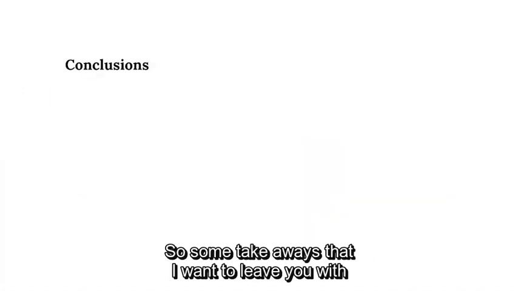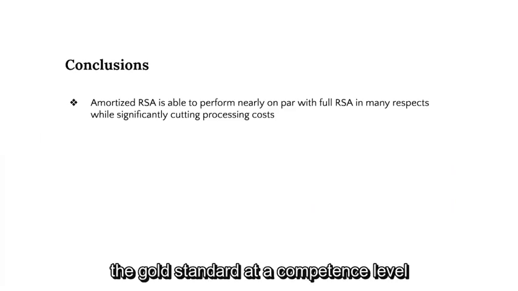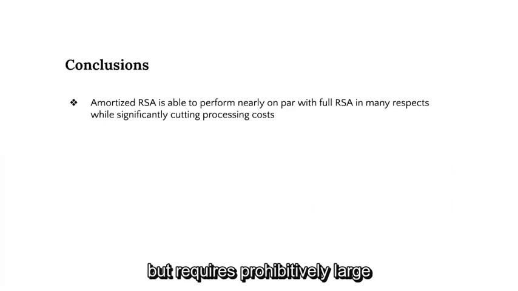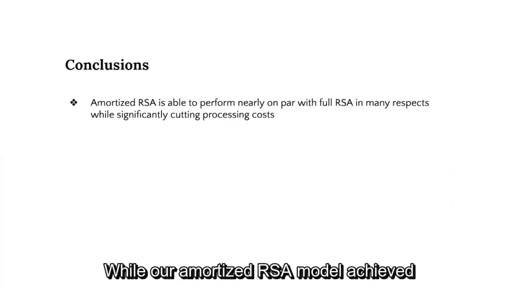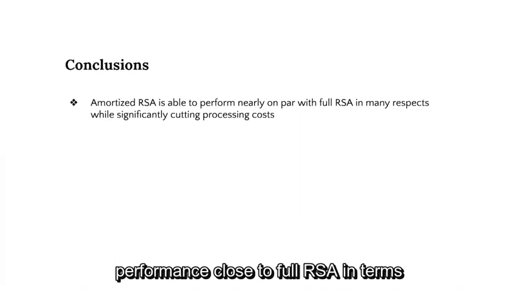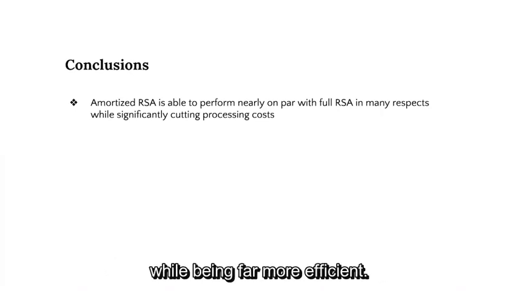So some takeaways that I want to leave you with are that first, the full RSA model is the gold standard at a competence level, but requires prohibitively large processing costs in realistic settings, while our amortized RSA model achieves performance close to full RSA in terms of efficacy, concision, and generalization, while being far more efficient.